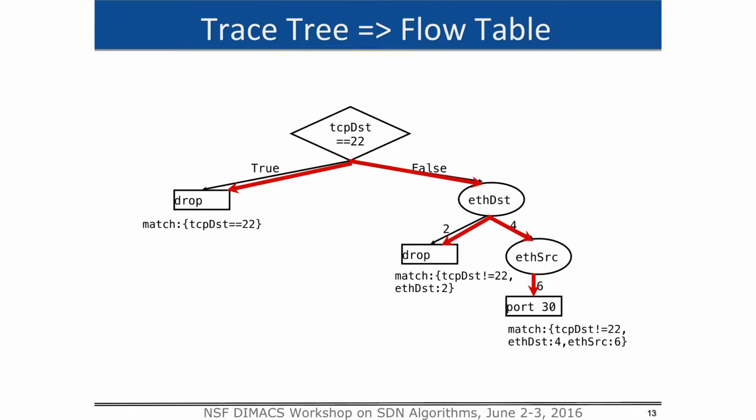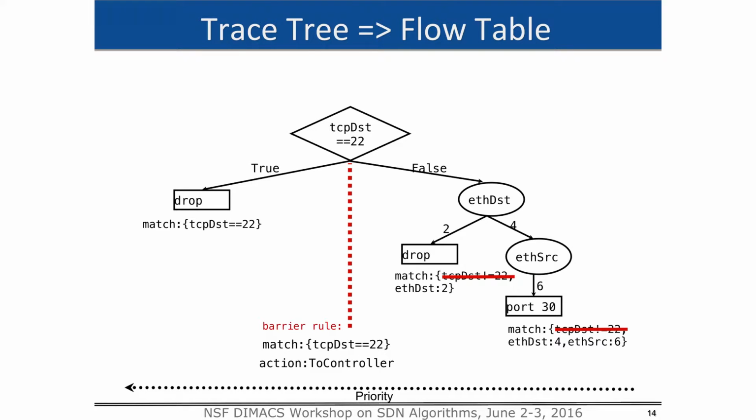For each leaf, we can generate one rule. But notice that in the current flow rules, we still have the condition that TCP destination doesn't equal 22. This is a negate match, and it is not allowed in the switch. So to eliminate that, we remove these conditions and insert another rule that matches this condition to be dropped, but with a higher priority, which we call a barrier rule. This is basically a dumb rule to prevent the flow rule generated on the false branch from being executed when TCP destination equals 22.